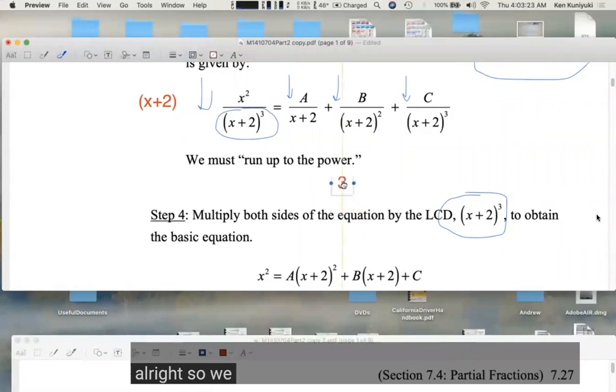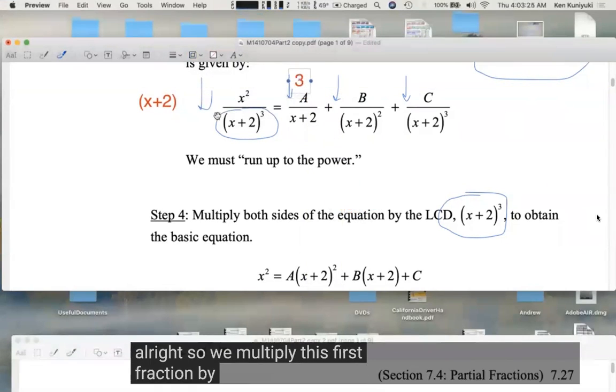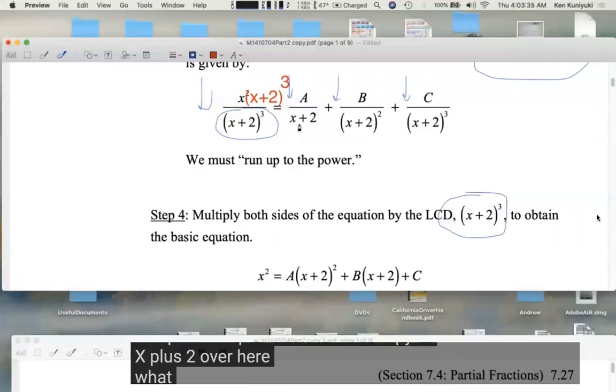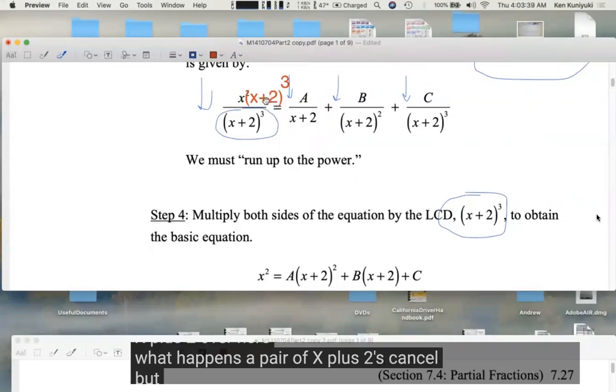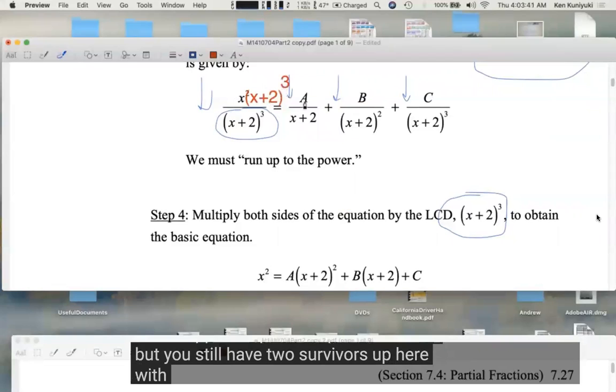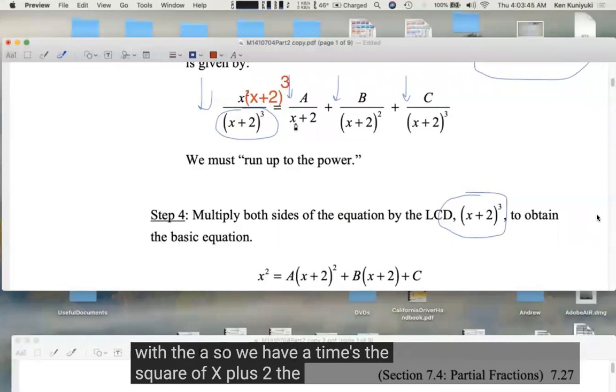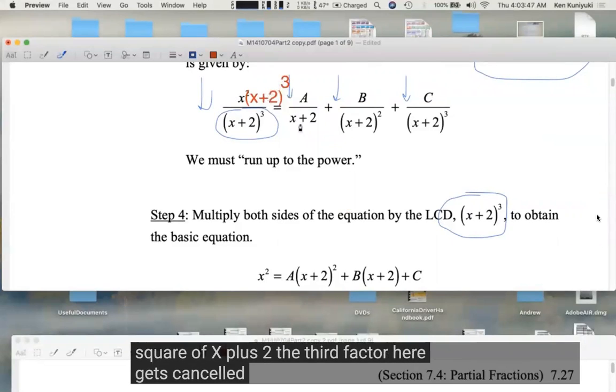All right, so we multiply this first fraction by the cube of x plus 2. We have 3 copies of x plus 2 over here, 1 copy of x plus 2 over here. What happens? A pair of x plus 2's cancel, but you still have 2 survivors up here with the a. So we have a times the square of x plus 2. The third factor here gets canceled by this one.